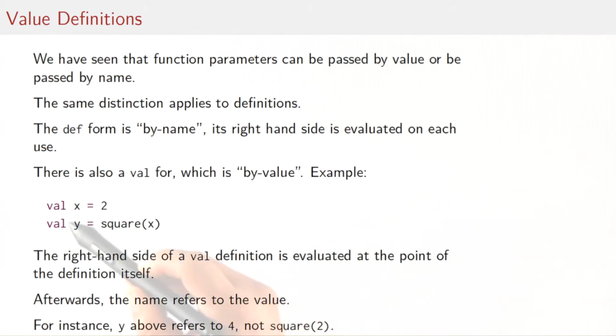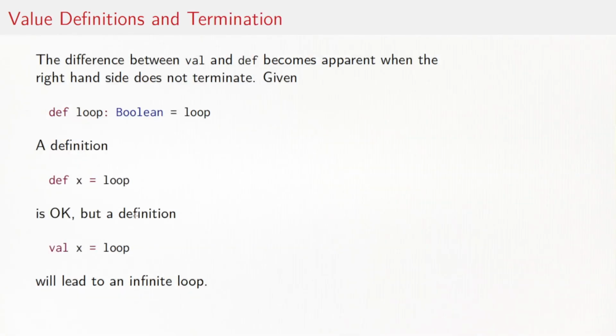For instance, if we write val x equals 2 and then val y equals square of x, then the square of x would be evaluated right here instead of when we first refer to the name y. So the right hand side of a value definition is evaluated at the point of the definition itself, and afterwards the name refers to the value. So in our case, the y reference here would refer to the number 4, not to the expression square of 2.